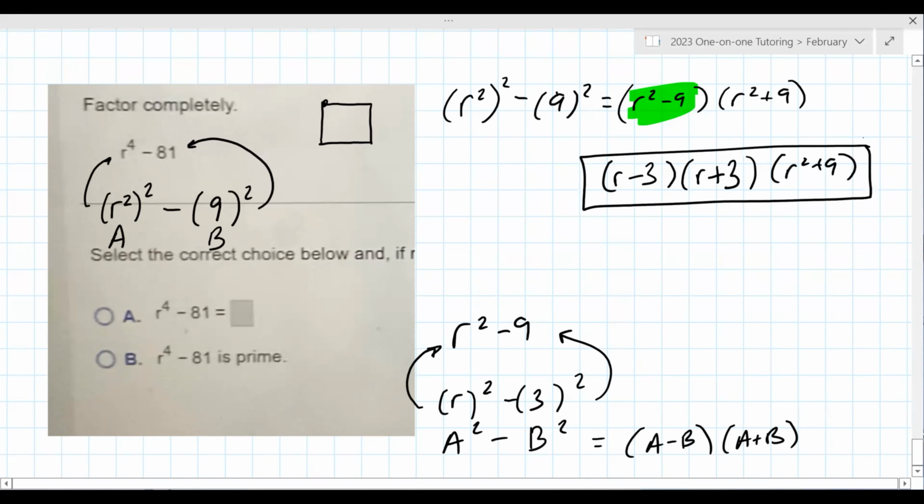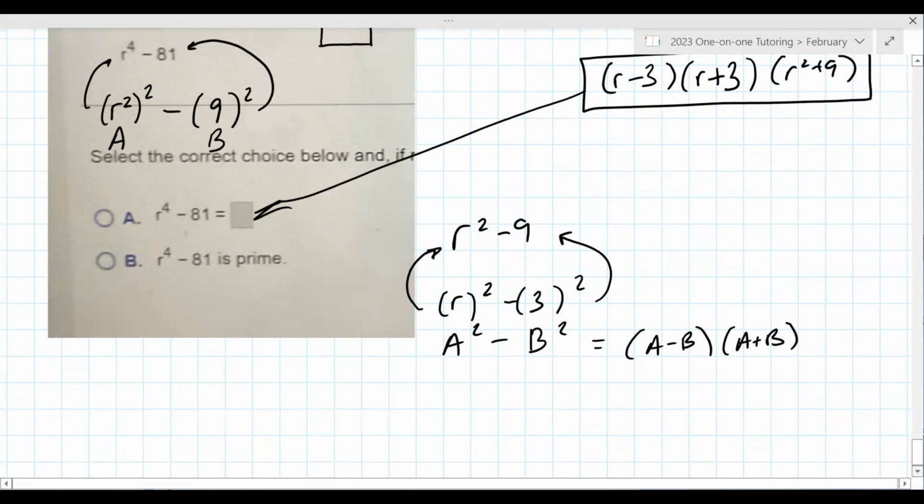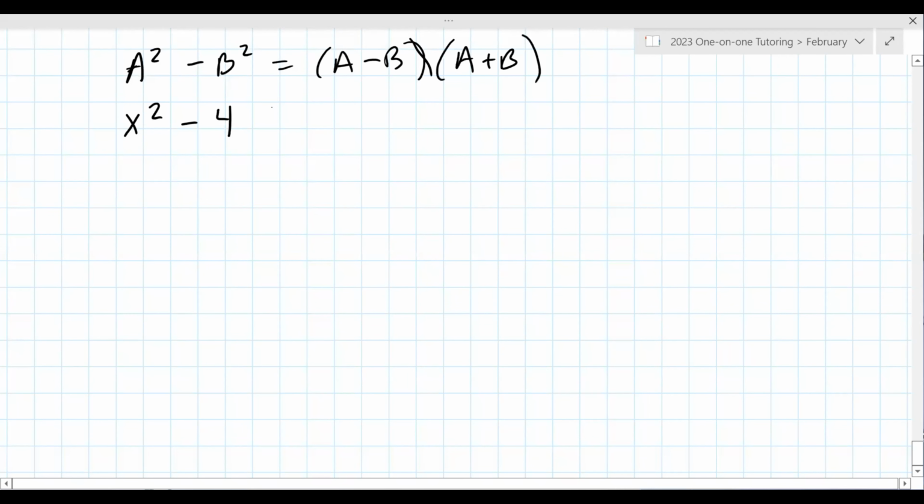I want to give you just a few quick examples to try that are not this complicated, but that's your answer for this one. So let's have you try this one: x squared minus 4. And I'll write the formula up here: a squared minus b squared equals a minus b times a plus b. Go ahead and give this one a try, please.